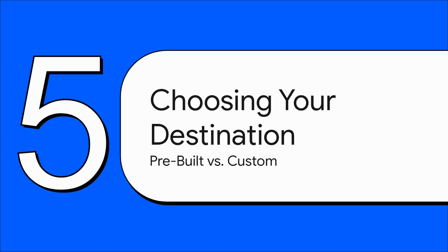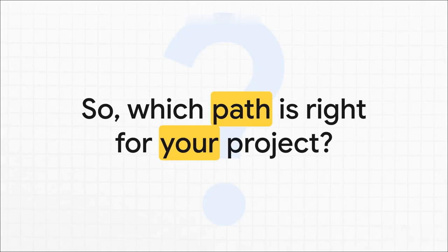So seeing all those pieces connect brings us to the most important question of all. In our final section, we're going to focus on choosing your destination, making that key decision between using a pre-built model and building your own. We've seen the map, and we've explored the two main routes. This brings us right back to the central question we started with. Which of these paths is the right one for your specific project?